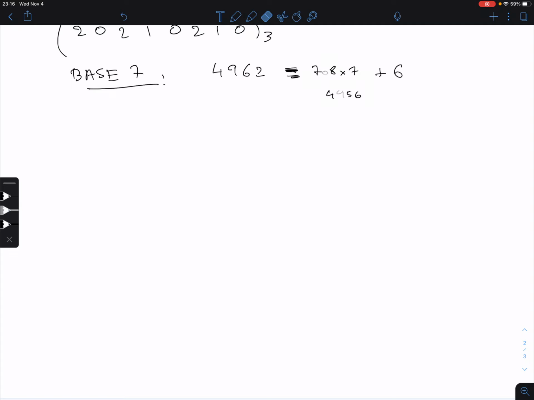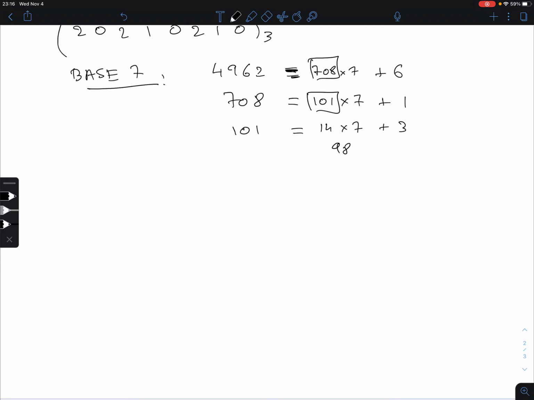Okay, now this I don't need. This is not important for me. What is important for me is this number. And I'm going to divide this now by 7. So that is 101 times 7, that's 707 plus 1. Then we take 101 and divide it by 7. So how many times does 7 go into 101? 101 divided by 7 is 14. So 14 times 7, which is 98, and so the remainder is 3.